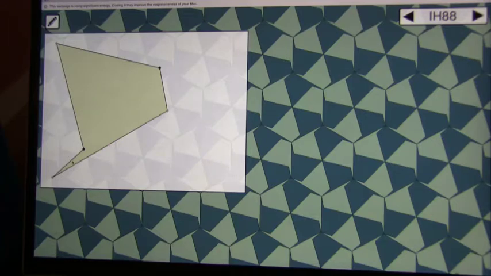Yeah. Cool. This is really fun. Maybe we'll take a look at some of these tilings, and then maybe we'll study their angles and see if we can say anything about them.